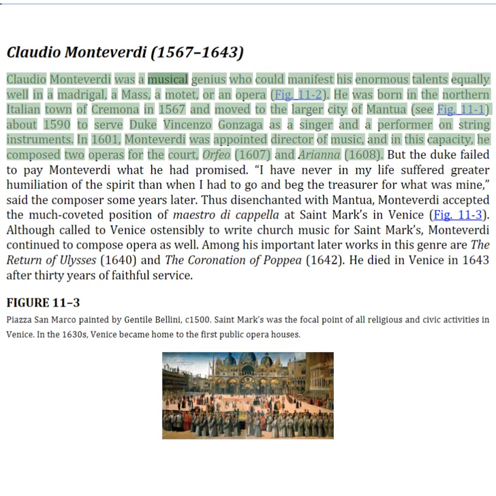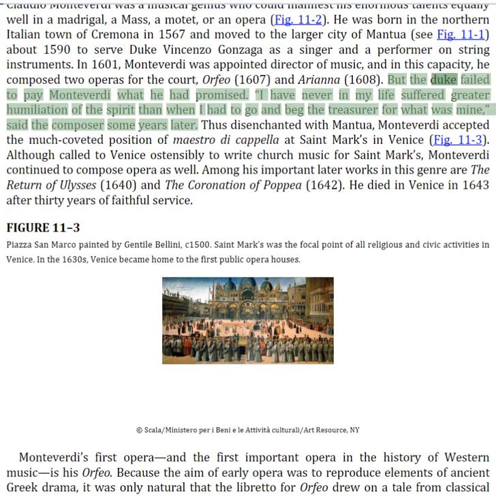Claudio Monteverdi was a musical genius who could manifest his enormous talents equally well in a madrigal, a mass, a motet, or an opera. He was born in the northern Italian town of Cremona in 1567 and moved to the larger city of Mantua about 1590 to serve Duke Vincenzo Gonzaga as a singer and a performer on string instruments. In 1601, Monteverdi was appointed director of music, and in this capacity, he composed two operas for the court, Orfeo and Arianna. But the Duke failed to pay Monteverdi what he had promised.